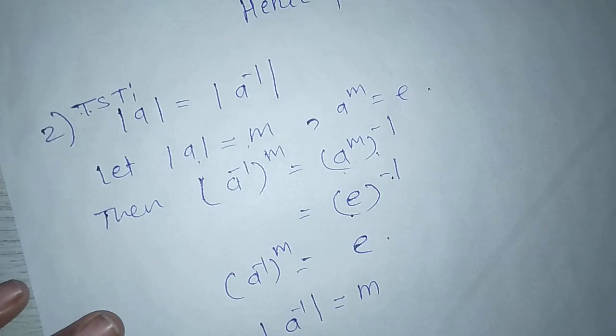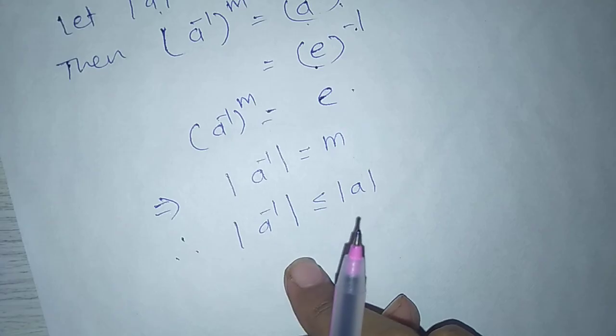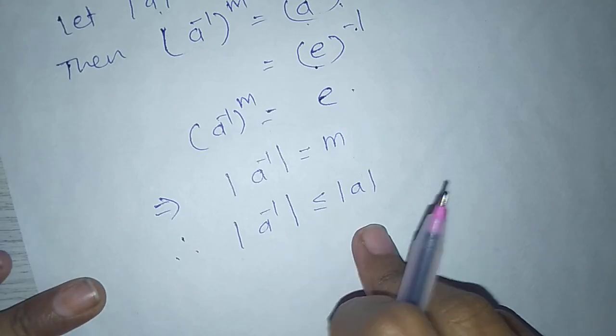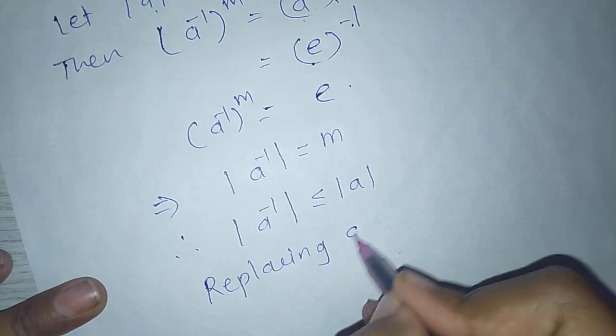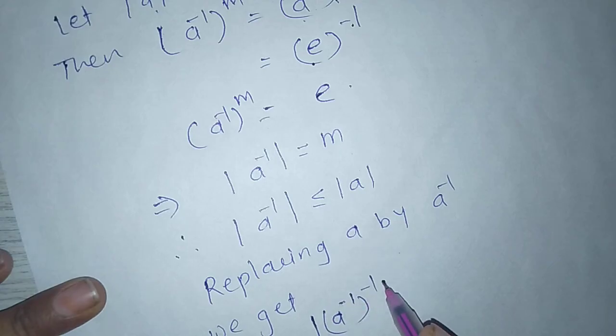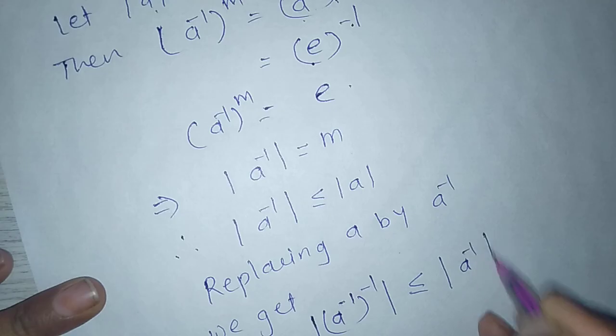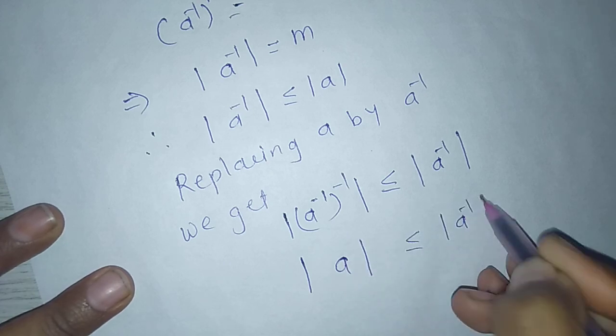Hence, the order of a inverse is less than or equal to the order of a. Maybe the order of a inverse is less than m, that's why we take the order of a inverse less than or equal to the order of a. Replacing a by a inverse, we get the order of a inverse inverse is less than or equal to the order of a inverse, and the inverse of a inverse is nothing but a, so the order of a is less than or equal to the order of a inverse.